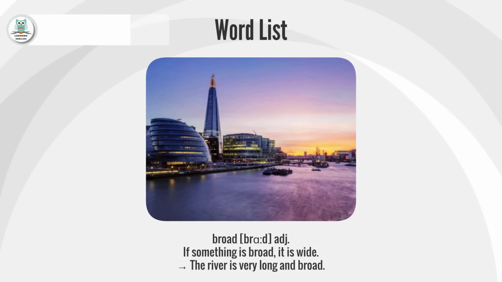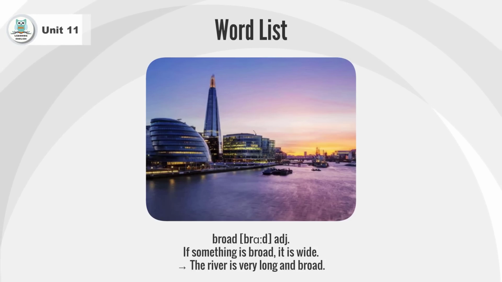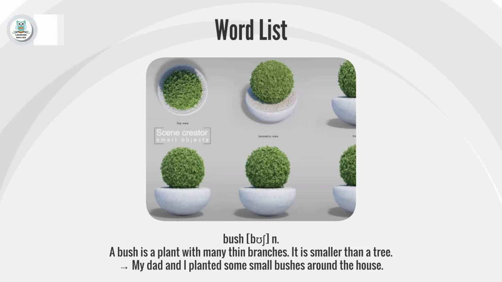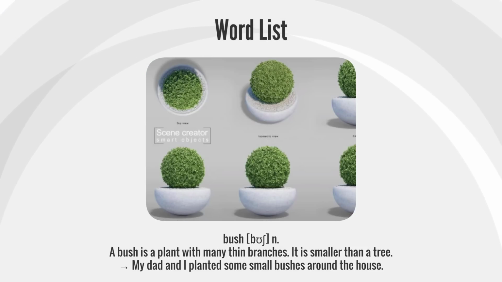Broad. If something is broad, it is wide. The river is very long and broad. Bush. A bush is a plant with many thin branches. It is smaller than a tree. My dad and I planted some small bushes around the house.